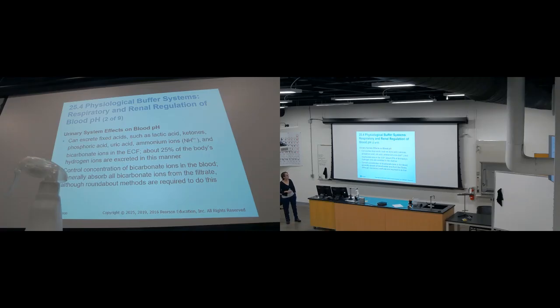Now, your urinary system can excrete fixed acids like lactic acid, ketones, phosphoric acid, uric acid, ammonium ions, and bicarbonate ions. And it can produce bicarbonate as well when it's needed. About 25% of the hydrogen ions are actually eliminated by the kidneys. When you have excess of hydrogen ions in acidosis, your urine becomes more acidic. You start producing bicarbonate and absorbing more bicarbonate, so you eliminate less bicarbonate and you eliminate hydrogen ions when you have acidosis.